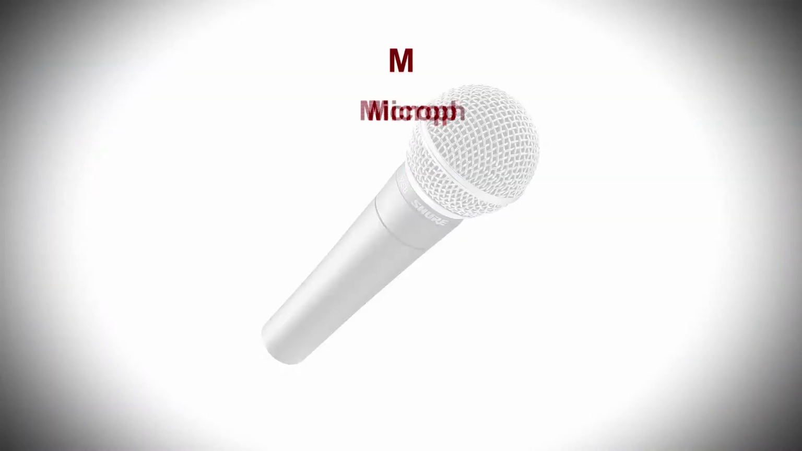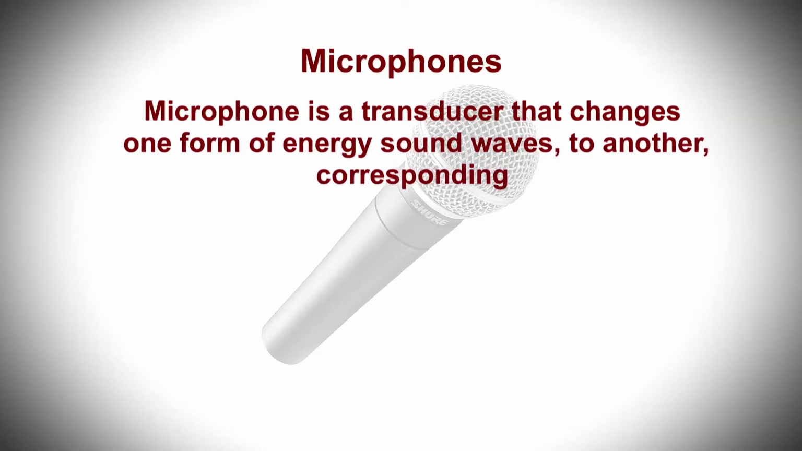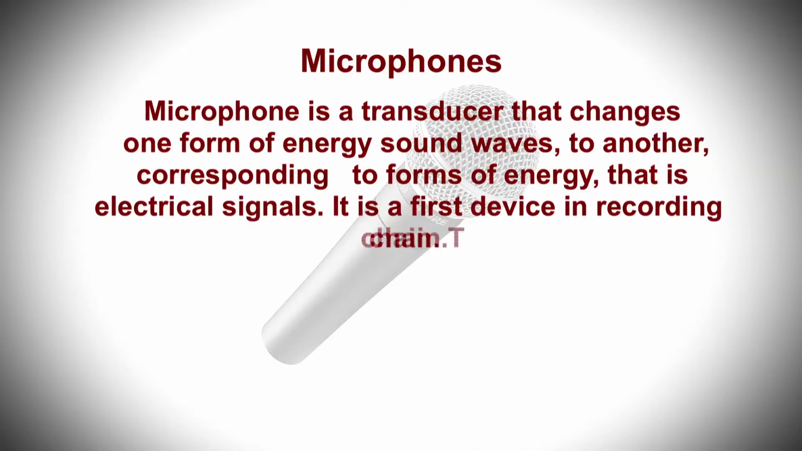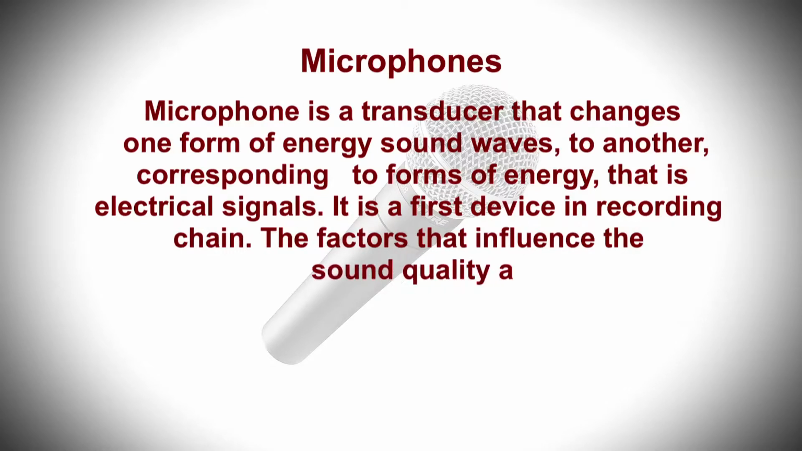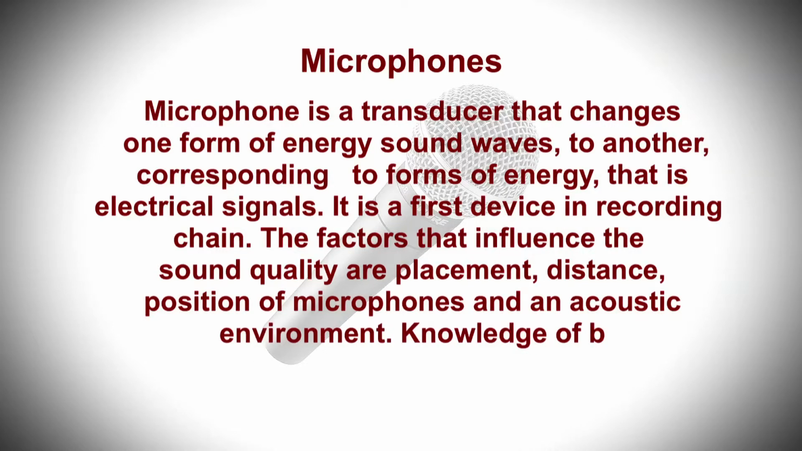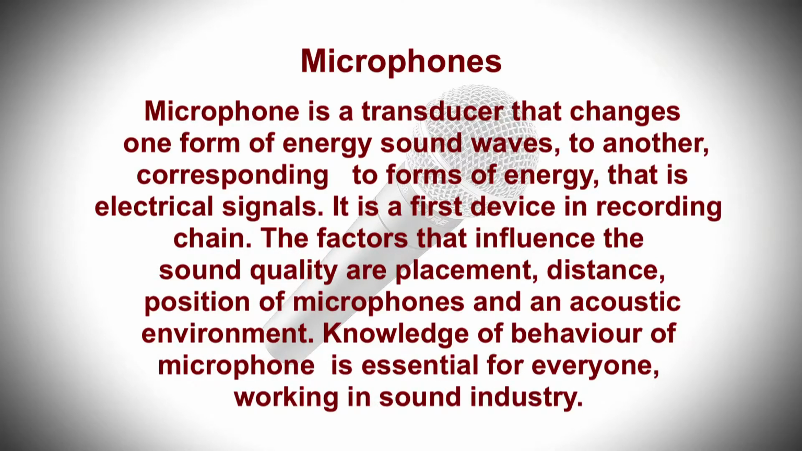Let us now understand various types of microphones as used in various types of recordings throughout the world. A microphone is a transducer that changes one form of energy, sound waves, to another corresponding form of energy, that is electrical signals. It is often the first device in the recording chain. The factors that influence the sound quality are placement, distance, position of the microphones and acoustic environment. Knowledge of the behavior of microphones is essential for everyone working in the sound industry.